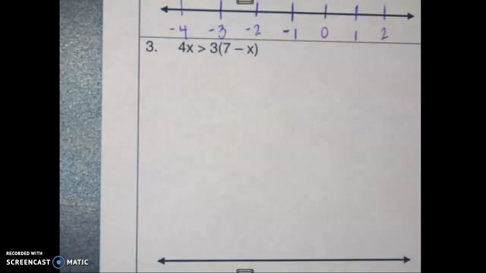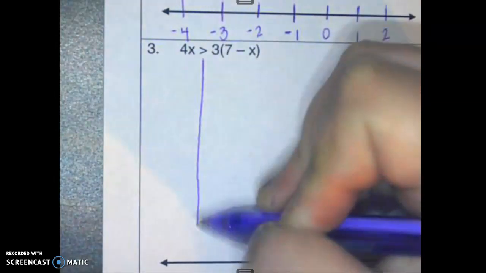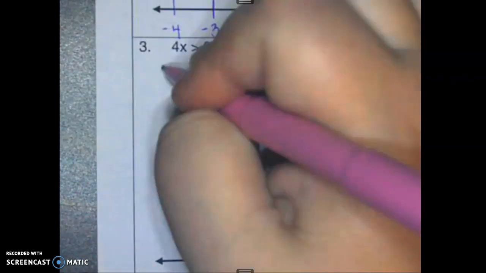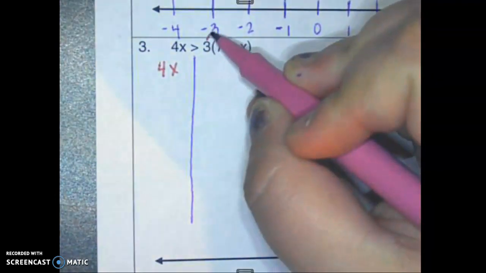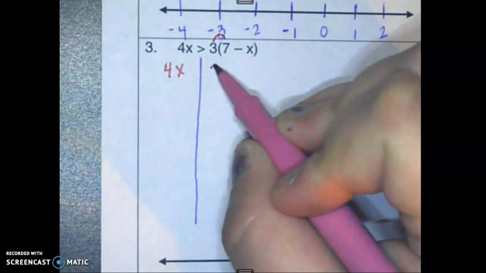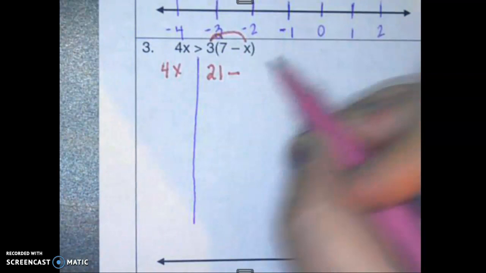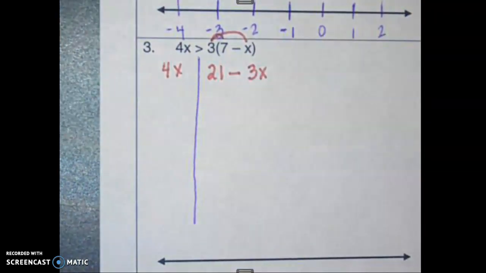All right, let's look at number 3. Draw a line. What do we see first that we need to take care of? Parentheses, very good. So I'm just going to, for now, keep that 4x over here. And 3 times 7, 21. Subtract 3 times x, 3x. Anybody lost or confused?